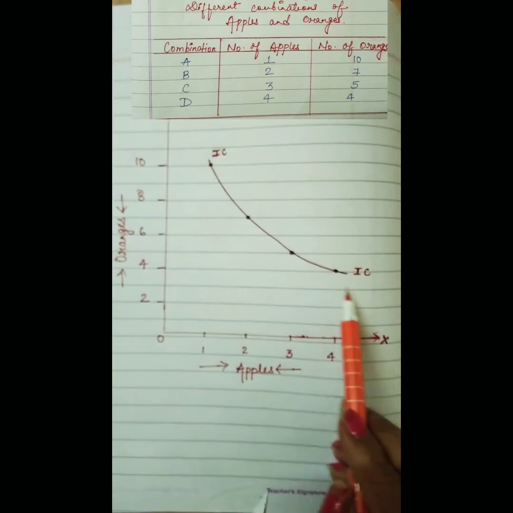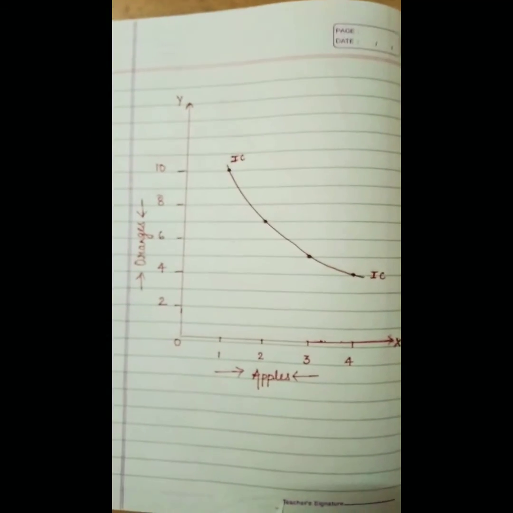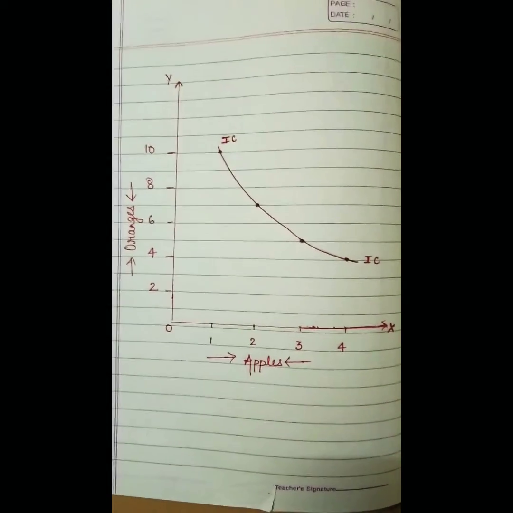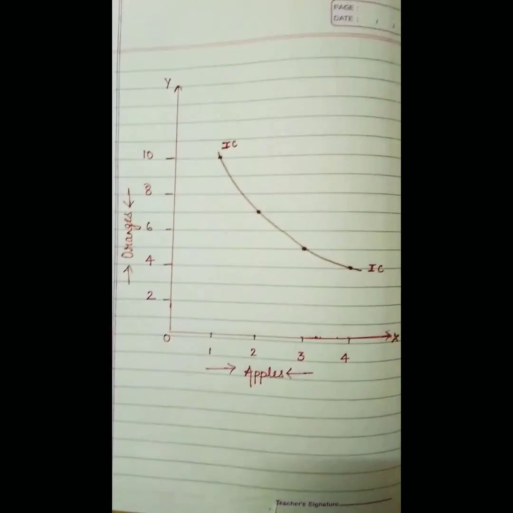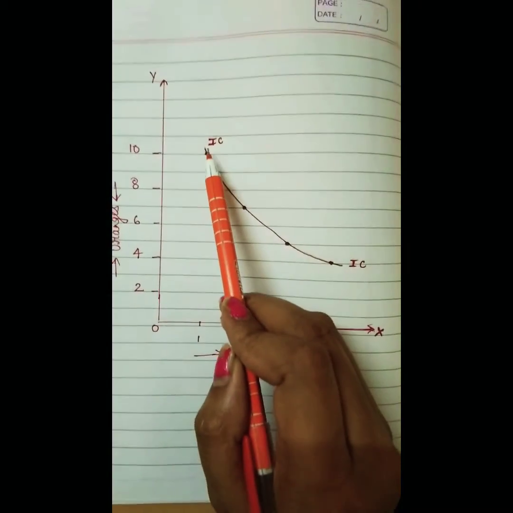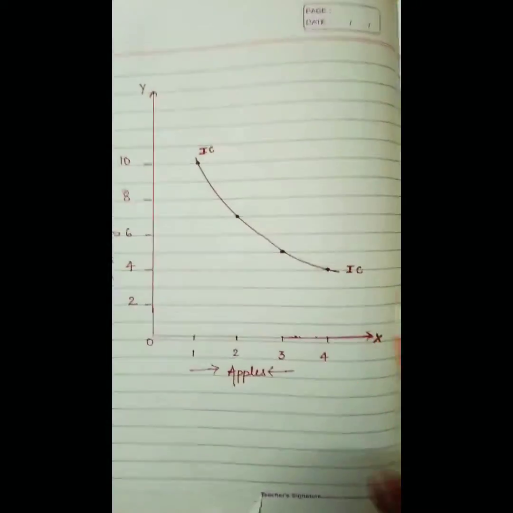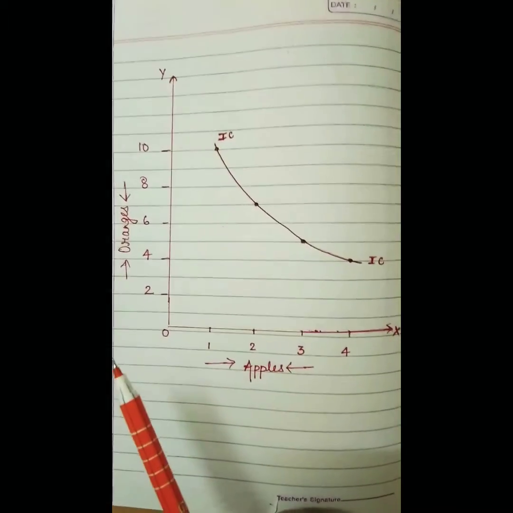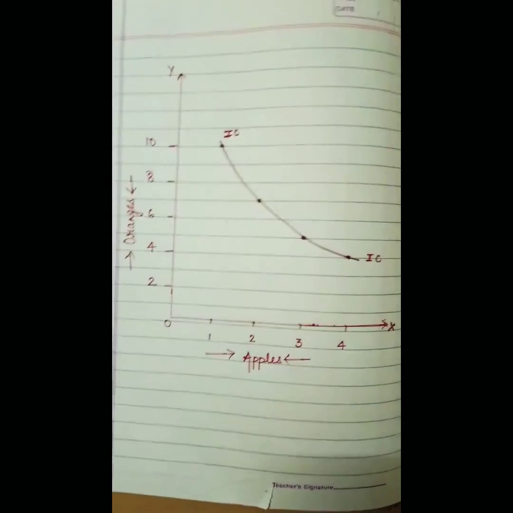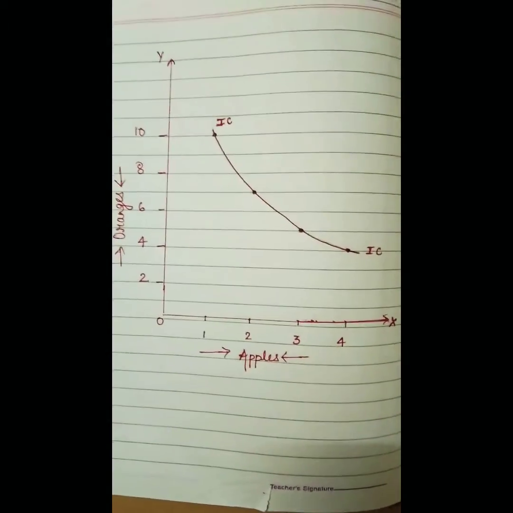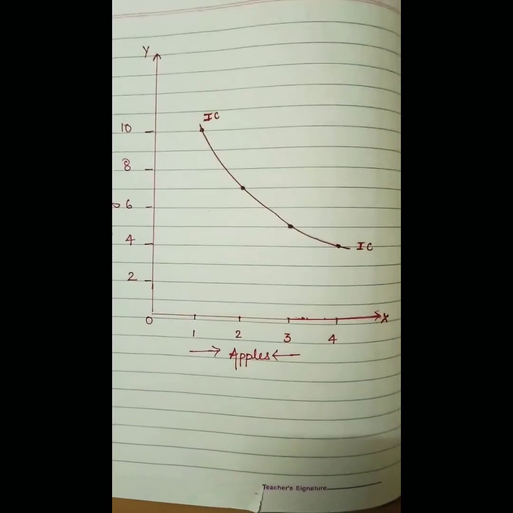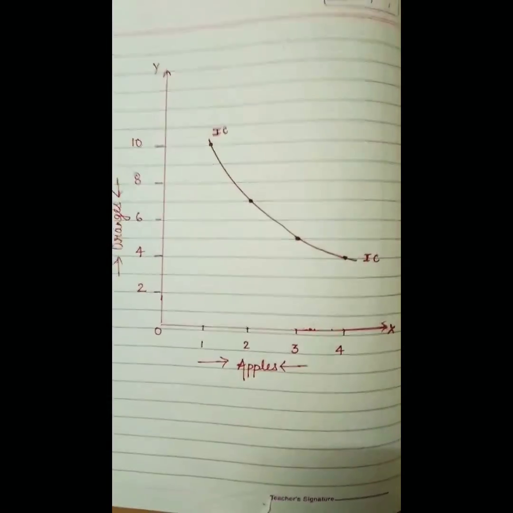This is only what we have plotted. It is not that I plotted anything else. The schedule which we have studied right now is the plotting of that schedule only. You can see the diagrammatic representation of that schedule. You can see that it is downward sloping and it is convex to the origin. It is not concave to the origin, it is convex to the origin. So the two properties of IC can be clearly depicted from here: IC slopes downward and IC is convex to the origin.